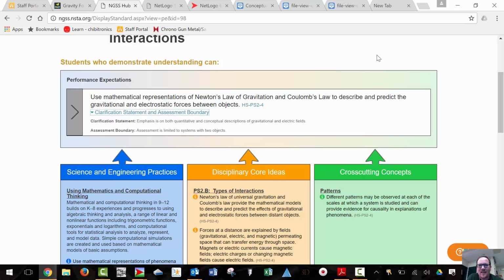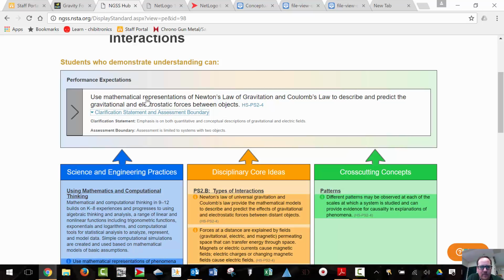So I wanted to take you through a lesson planning lesson sequence that I did with some NetLogo stuff. My students are working on universal gravity right now. I have the standard here for you.